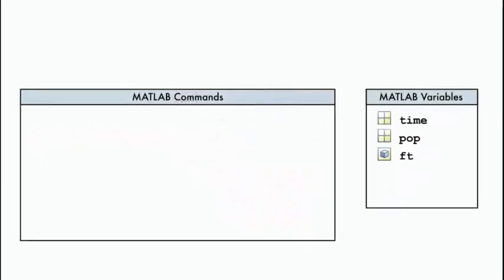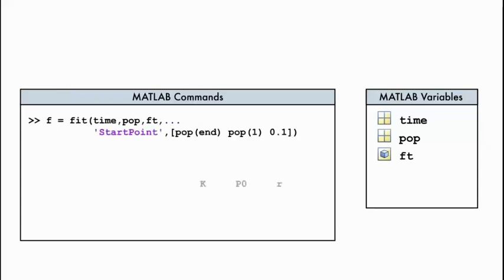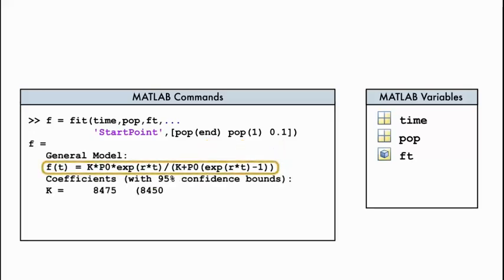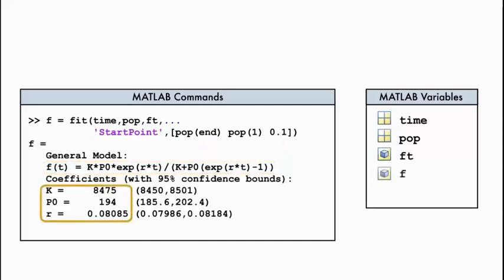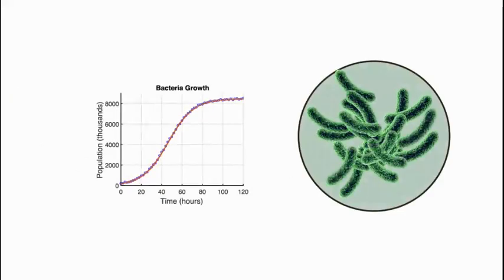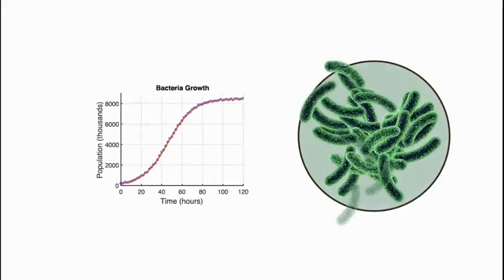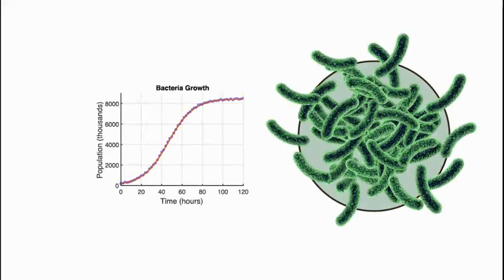To fix this, we include the initial estimates, or start points, for our fit parameters as a name-value pair. The start points are included as a vector, and the values are listed in the same order that we defined our coefficients in the fittype function. The general form of our model is displayed, along with the fit parameter estimates. Look how much tighter our confidence intervals are with this better fit. That looks more like the kind of curve we want. Uh-oh, maybe we should have used a bigger Petri dish.